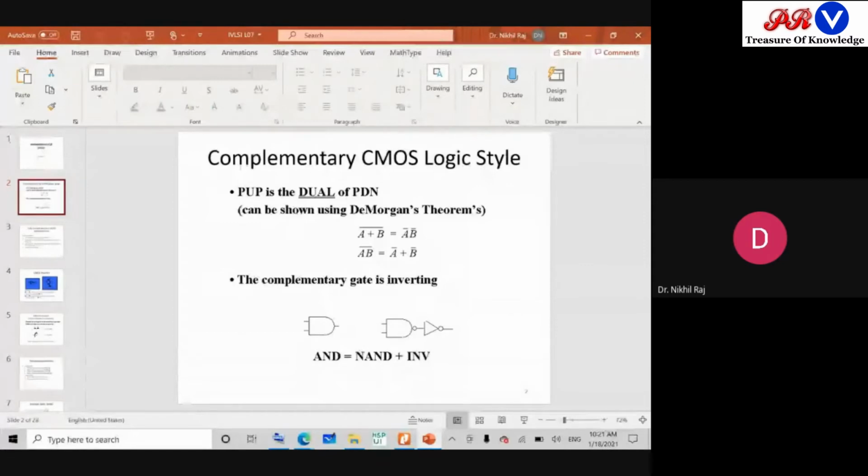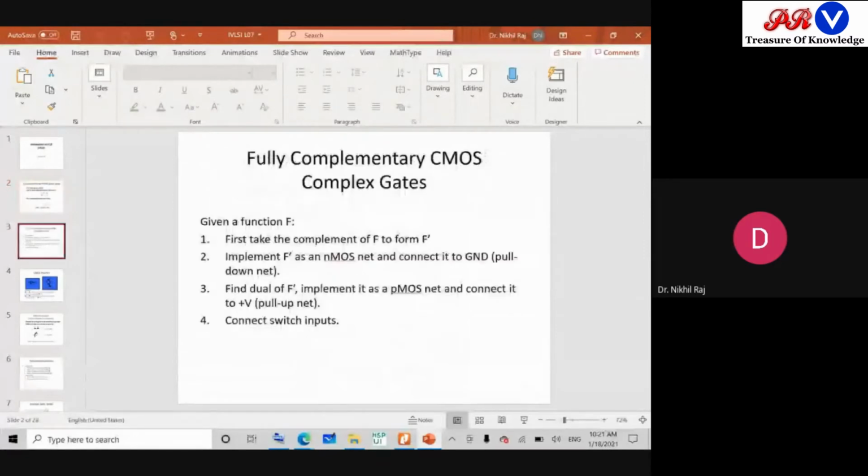So what is the step? First you take the complement of the given function, then realize it using NAND gate, realize using this NMOS logic. First your pull down network will be realized, then your pull up network will be realized, and that complete realization will give you the complement of the given function.